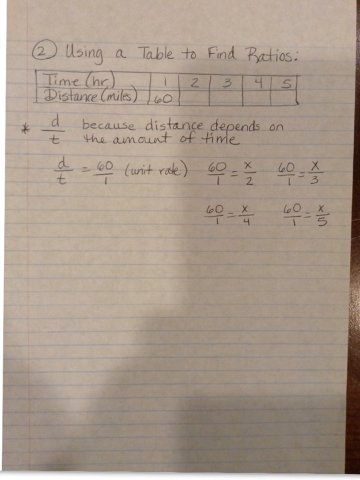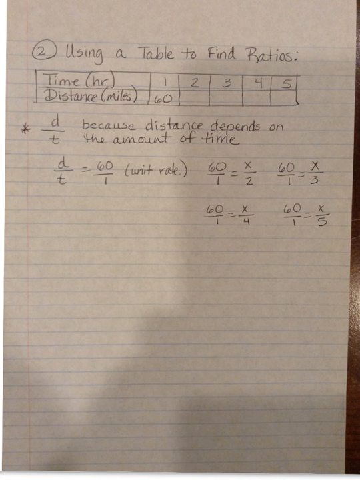So 60 to 1. And since I have a 1 as my second measurement, then that is my unit rate. So 60 to 1 is my unit rate because it's 60 miles per 1 hour.